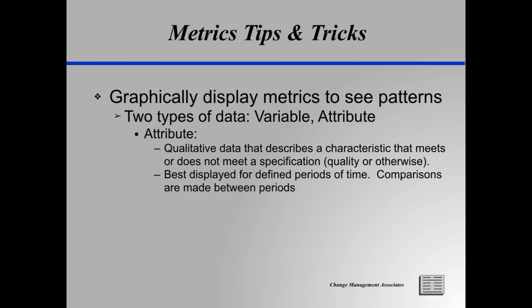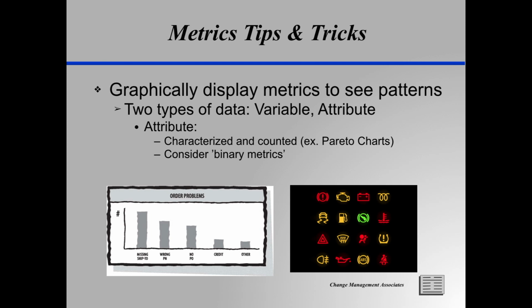Now let's discuss attribute data. An attribute is qualitative data that describes a characteristic that meets or does not meet a specification, quality or otherwise. It is best displayed for defined periods of time, a day, a week, a month. Comparisons are then made between periods in order to see how a process has changed, intentionally or unintentionally. The attributes are first characterized and then their frequency of occurrence counted during a period of time. Pareto charts are the most common form of attribute chart. One is shown here on the left.